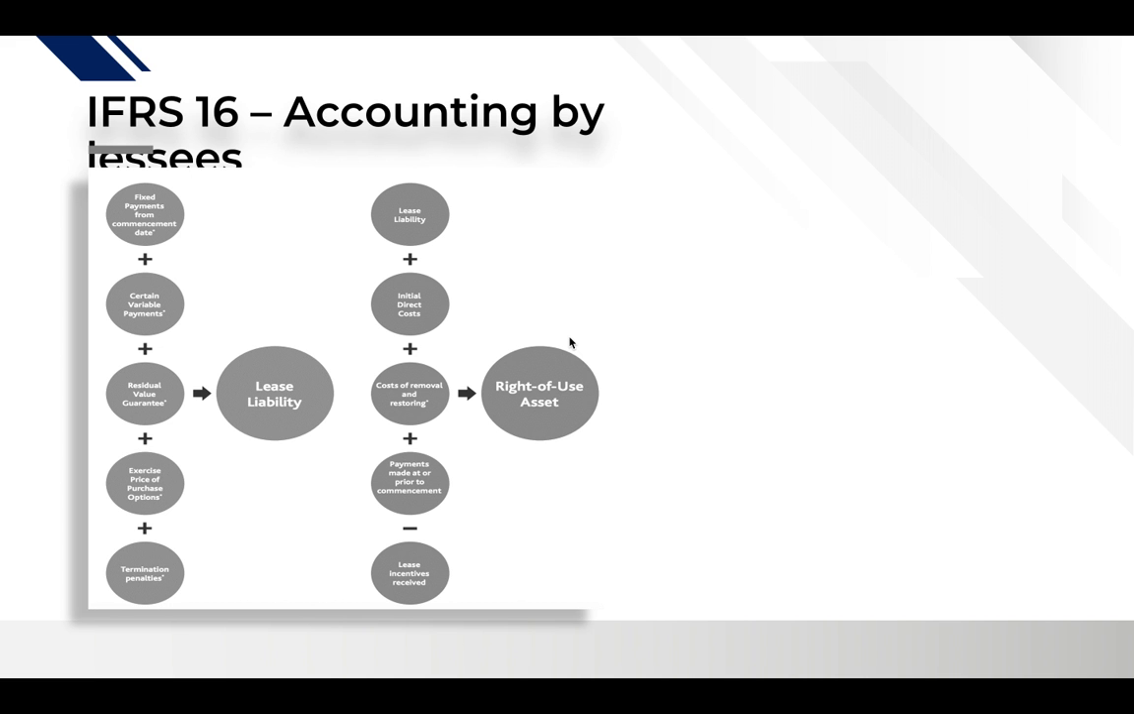Now, what are the components of right of use of an asset? Right of use of an asset is again a sum of lease liability, so your lease liability payments determined before, plus initial direct costs, cost of removing and restoring the asset, and payments made prior to commencement, minus any lease incentives received.